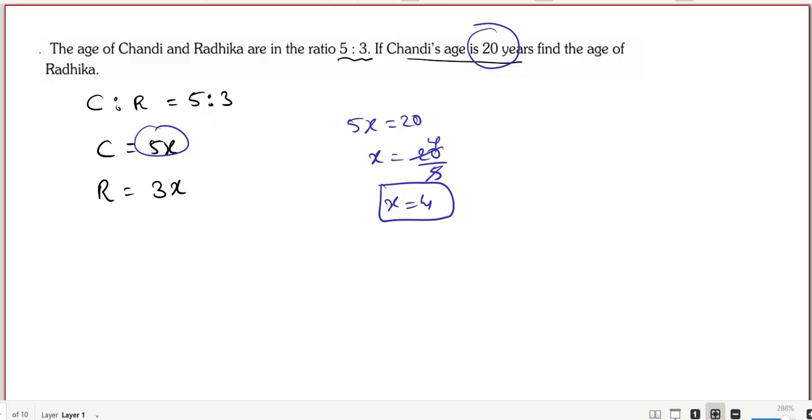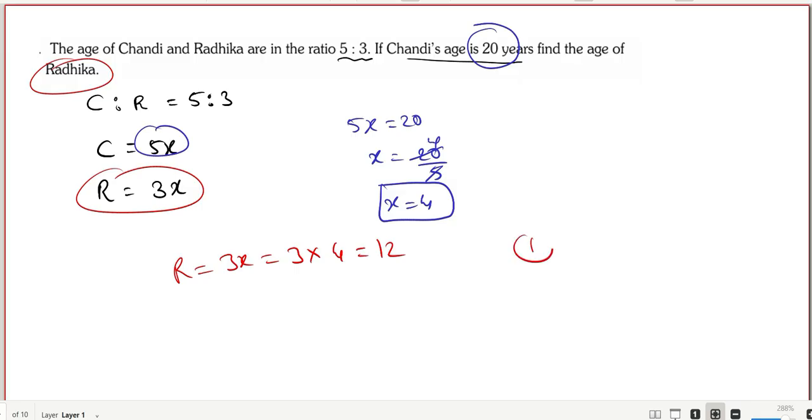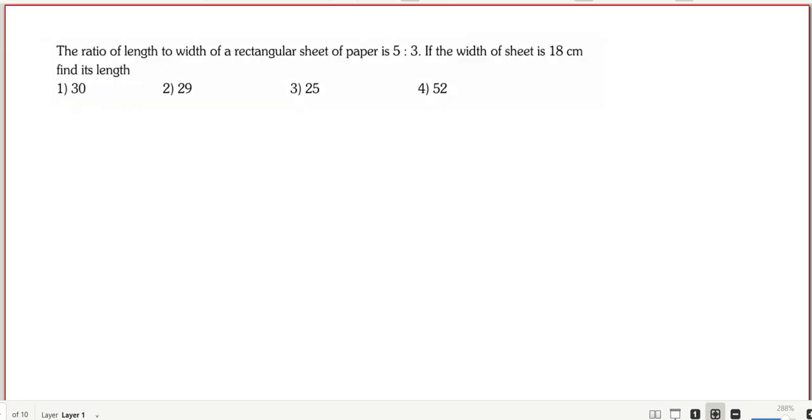Now what are we asked to find out? We are asked to find out Radhika's age. Radhika's age we supposed as 3x, which means 3 into 4. That is 12. So the first option will be the correct one for this question. Let us see the next question.